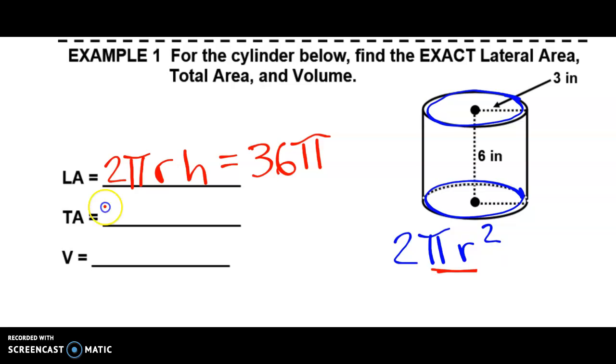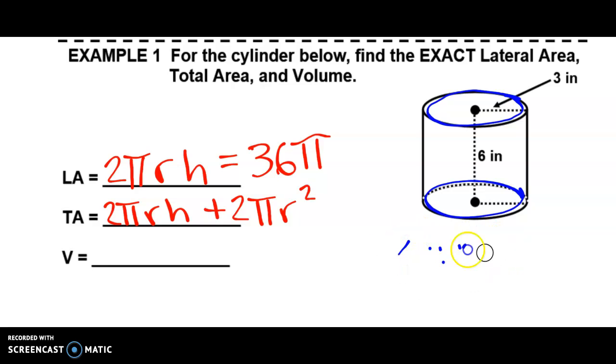So the whole formula is 2 pi my radius times my height, which is the lateral area we just found, plus the two bases. So right now, all we really need to do is find the area of those two bases and then add it to the 36 pi. The nice thing about finding the lateral area first is we already know that we have that 36 pi. You can, of course, plug in everything if you want, but because we've already found it in the first part, we don't have to do it twice.